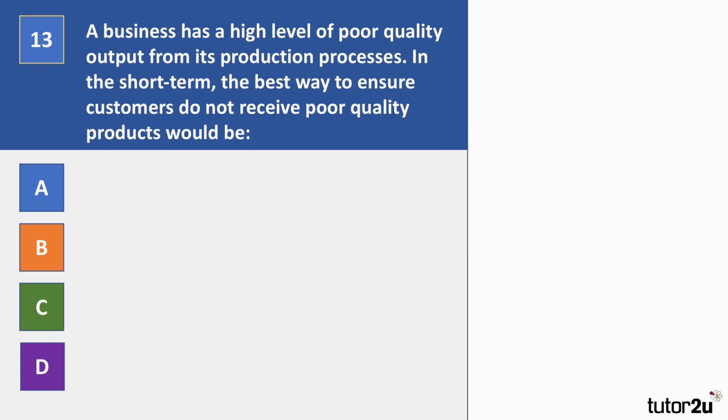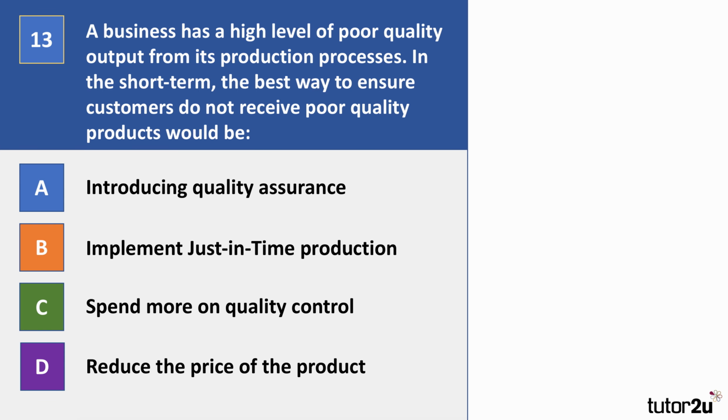A business has a high level of poor quality output from its production processes. In the short term, the best way to ensure customers do not receive poor quality products will be... Here are 4 options for you to think about, so pause the video, make your selection. So in this situation, the business has high levels of poor quality and we want to ensure customers don't get that substandard or poor quality product.